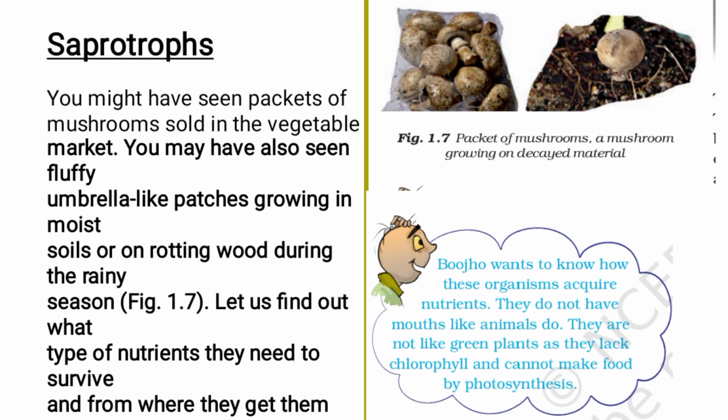Buju wants to know how these organisms acquire nutrients. They do not have a mouth like animals do. They are not like green plants, as they lack chlorophyll and cannot make food by photosynthesis. So here we get confused about how these organisms might get food, as they are not green in color and photosynthesis can't take place in them. They don't have a mouth as we animals and human beings have. So how do they get their food? So let us see.